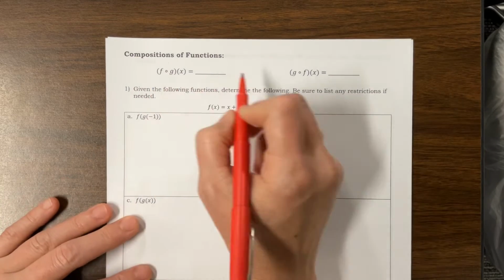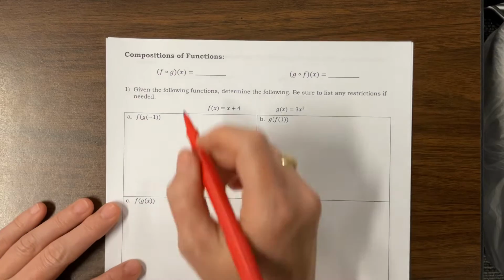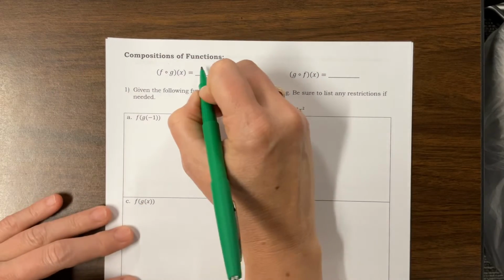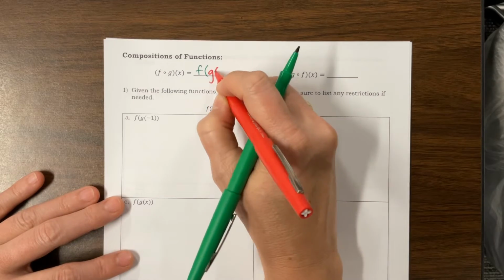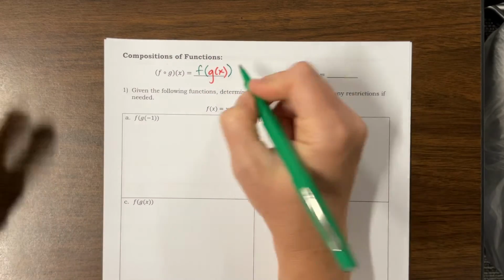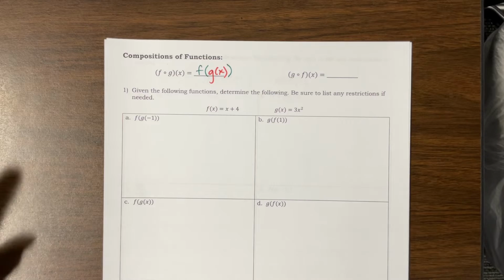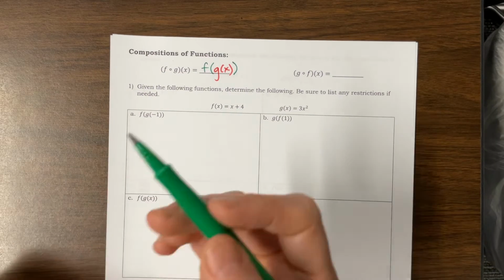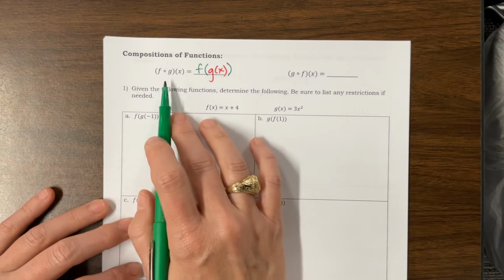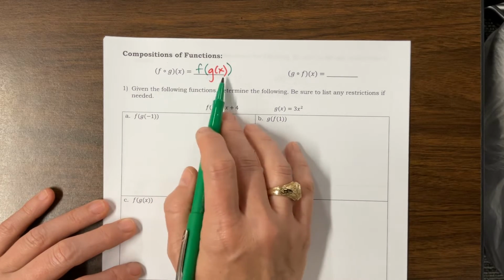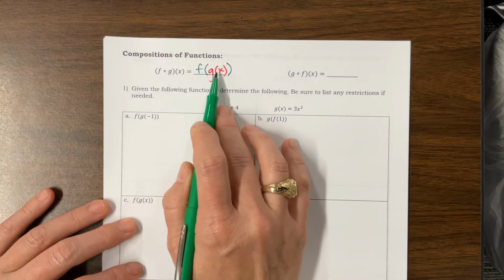What this means, and sometimes it's helpful to write this out, is f of g of x. I'm staying with the colors. We have new f's and g's, but I'm going to keep f green and g red. So this is saying anywhere we had an x in f, we're now plugging in the whole function g of x.